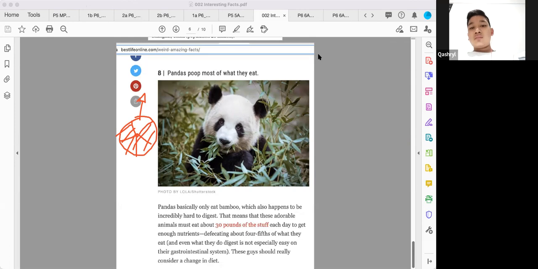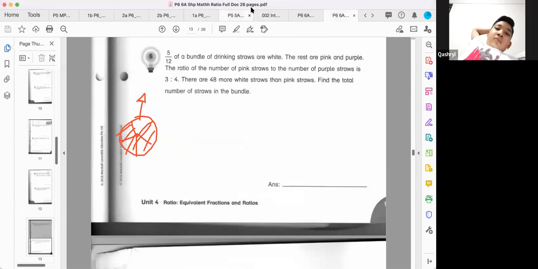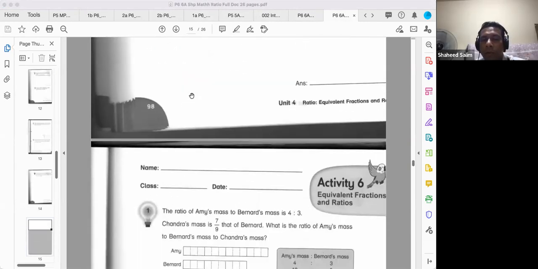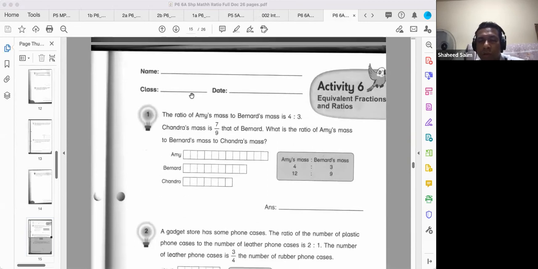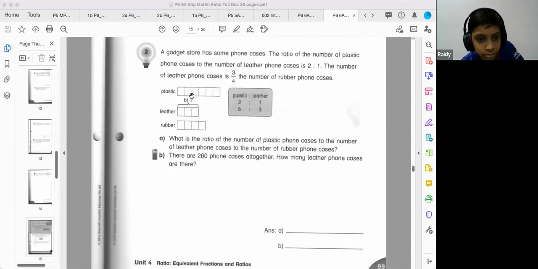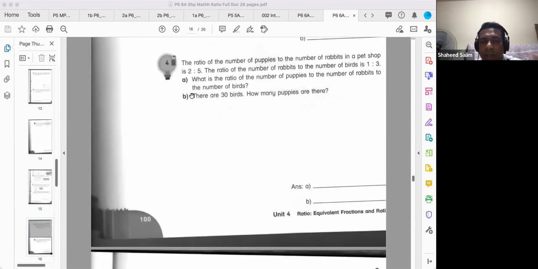Where is it? Oh, here. Okay, I'm going to remove this thing. Okay, we have another 25 minutes, so let us complete this. We go to equivalent fractions and ratios now. Okay, they show you how to do this. I don't think you need that. We don't need a guideline like that. We find a short question like this. Ratio: number of puppies.